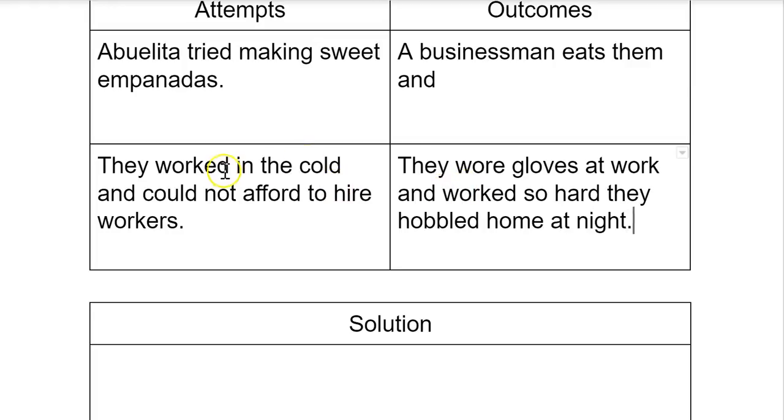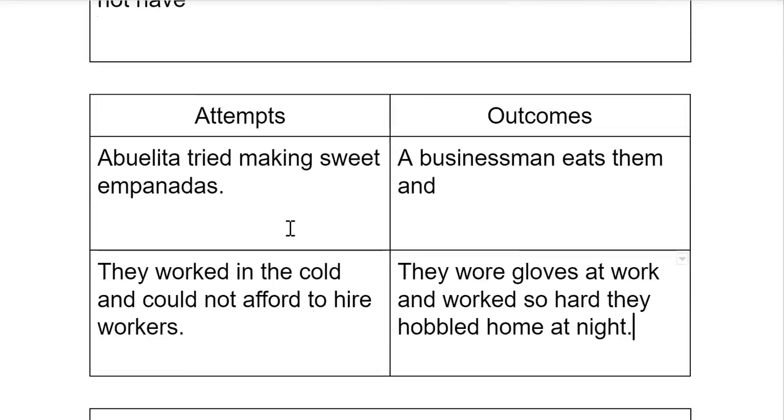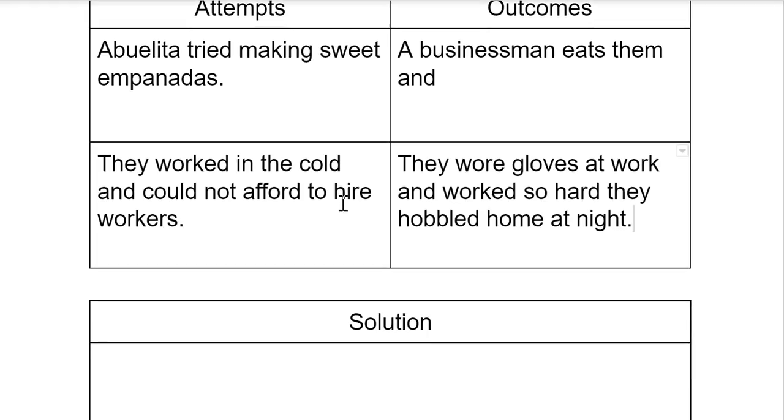Okay, so they were willing to do it. They couldn't have extra workers, so they had to work extra hours. It was super cold. They couldn't afford to get a heater for the building they were working in, so they just wore gloves to work. This is really a grit journey. This is a grit journey goal. She wants to start her own business, and then these are some of the obstacles she faced and how she overcame those obstacles. So this is really a good example of a grit journey goal right here.